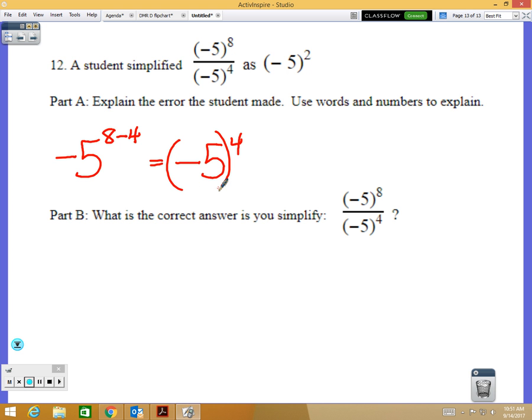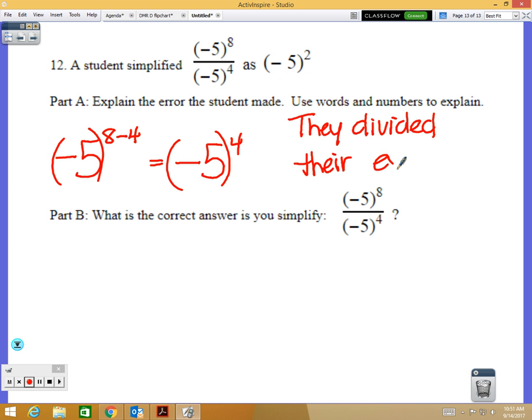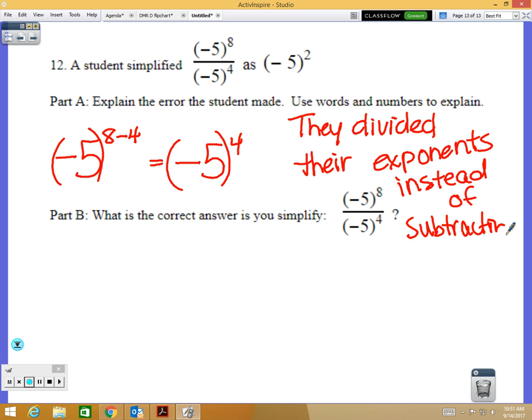Now they had parentheses around this. They had a 2. How do you think they got that 2? Daphne? They did 8 divided by 4. They divided their exponents. Addison, go ahead and go. Instead of subtracting them. So you want to specifically say what they did wrong. So in this one, they divided their exponents instead of subtracting them.